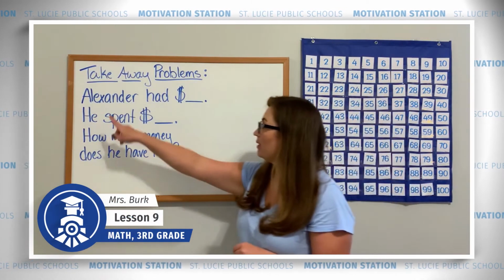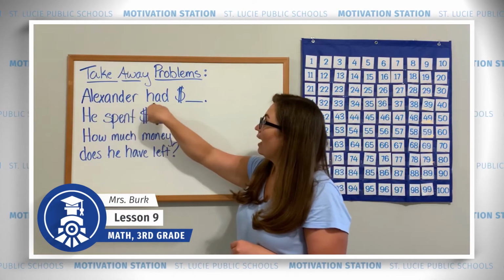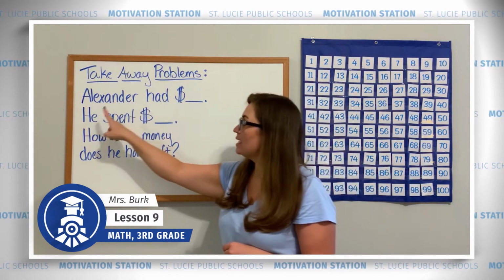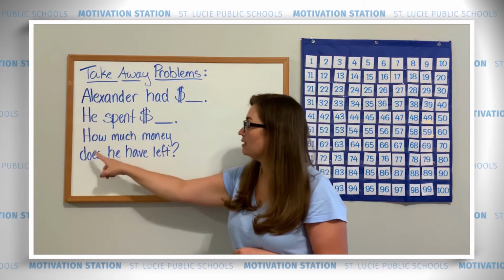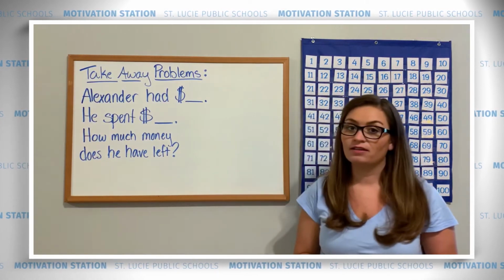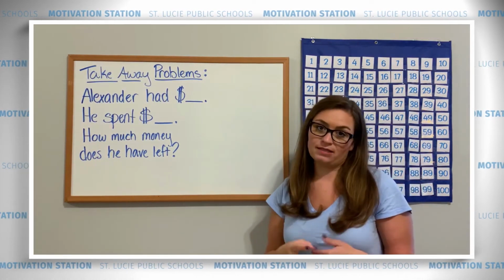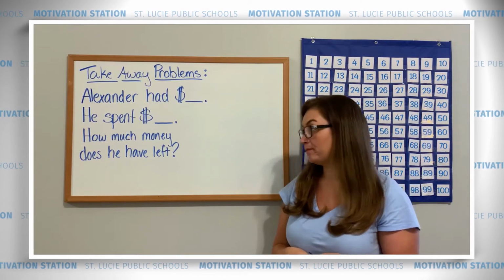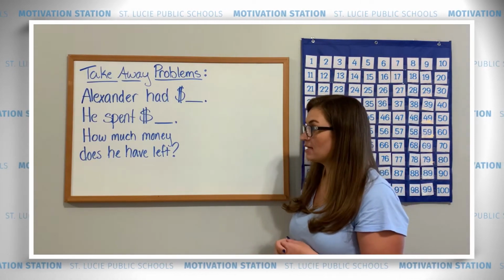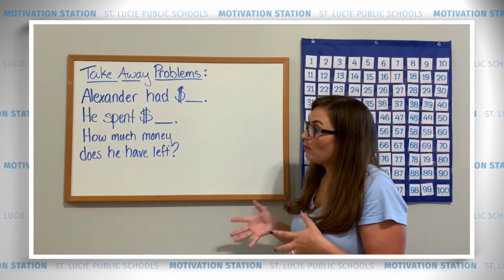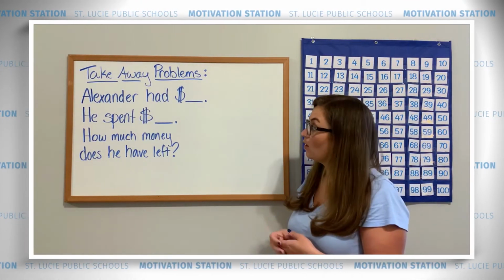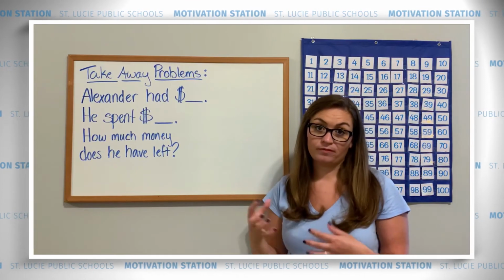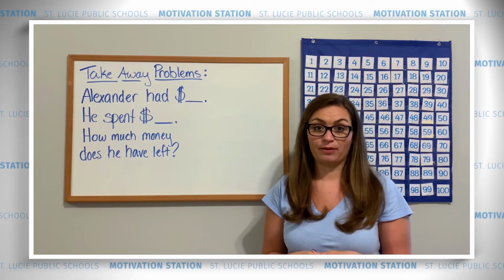Read this one with me. Alexander had blank dollars. He spent blank dollars. How much money does he have left? What makes this problem a takeaway problem? Think about what we discussed last time about how we defined what a takeaway problem was. What about this problem says that it's a takeaway problem?